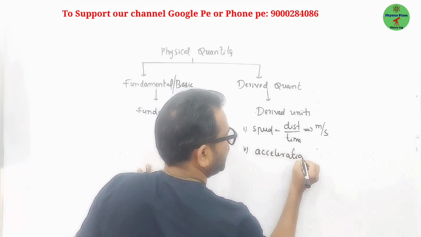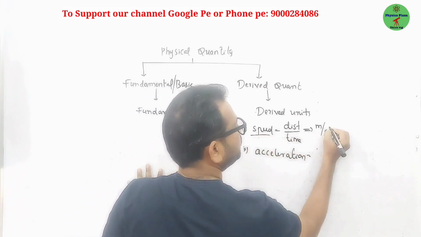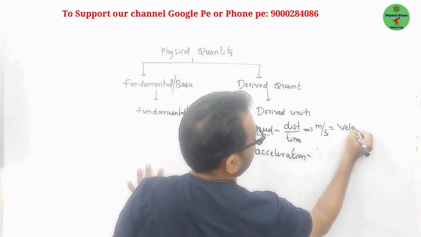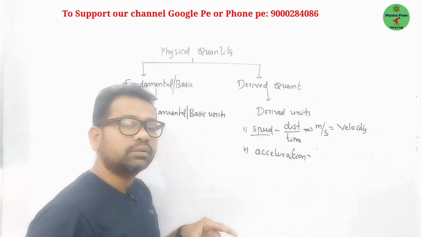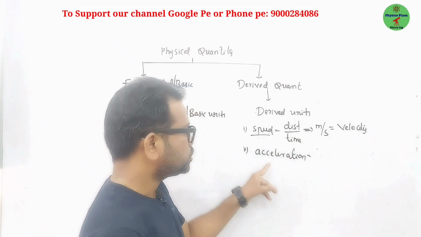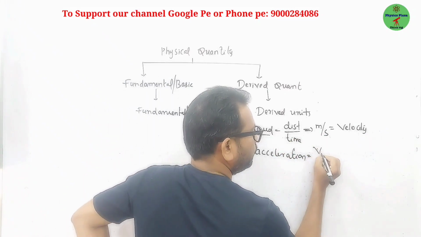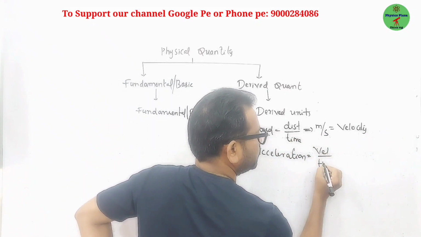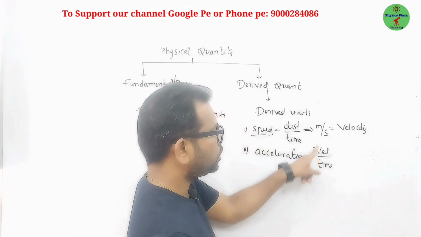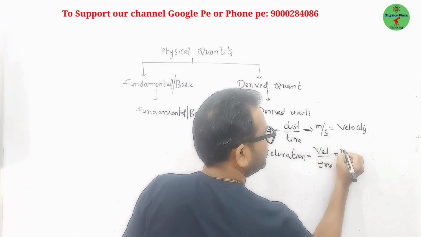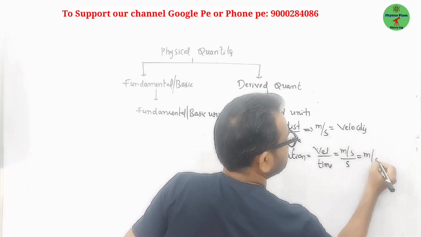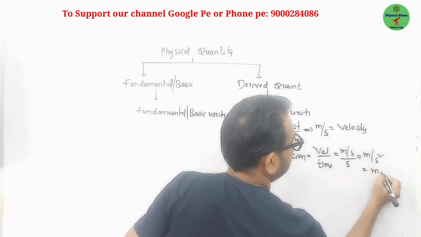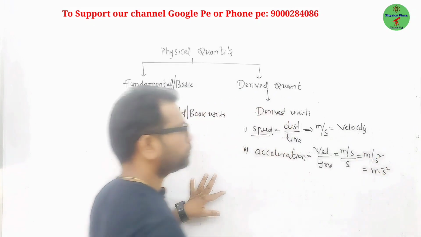Acceleration. Children, the unit of speed and the unit of velocity are the same. Don't get confused. Of course, speed might be a scalar and velocity might be a vector, but the units are the same. So acceleration is velocity by time. For velocity we already have meter per second, so it's meter per second by second. It is going to be meter per second square. You can also express it as meter s minus 2.